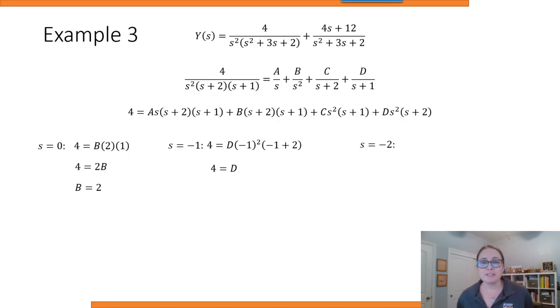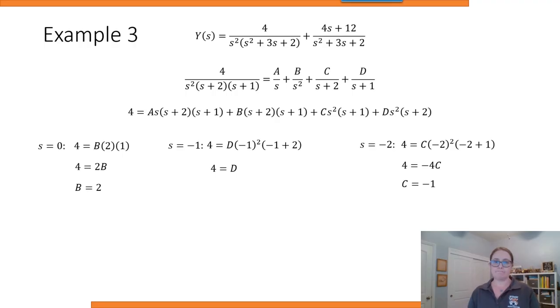And if I keep going, if s equals -2, that's going to zero out every term with an s plus 2 in it. And so this will allow me to solve for c. I get 4 is equal to c times (-2) squared times (-2 plus 1). And so that's going to be -4c is equal to 4, which means c equals -1. Okay, so far this method has worked out great.